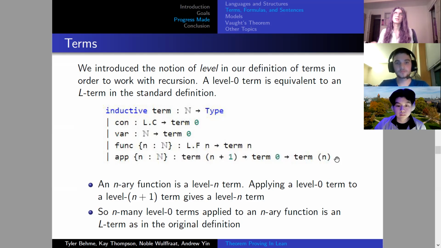And then we made our definition such that if you apply a level 0 term to a level n term, you get a level n minus 1 term. And so that way, once you apply n level 0 terms to an n-ary function, you'll get another level 0 term. And so in this definition, a level 0 term is equivalent to a regular L term in the standard definition.